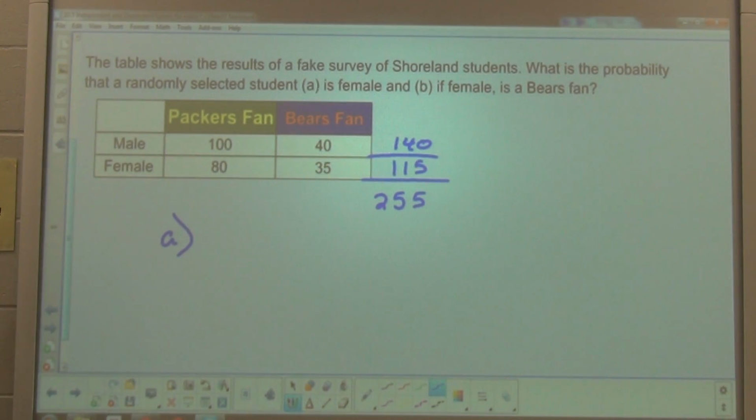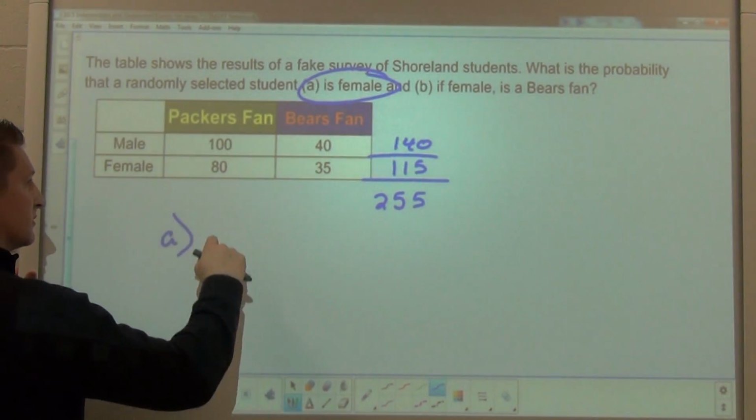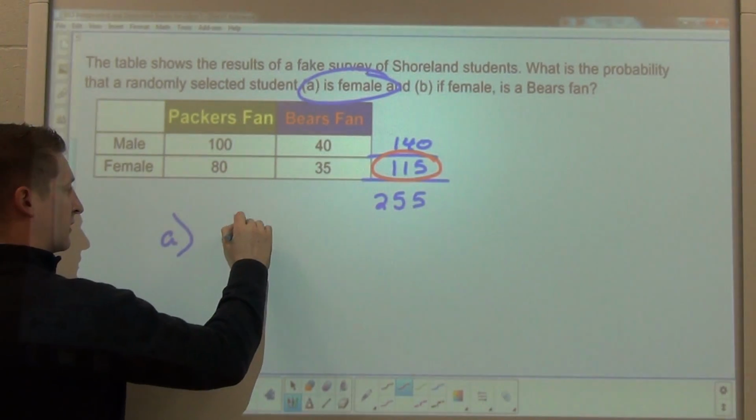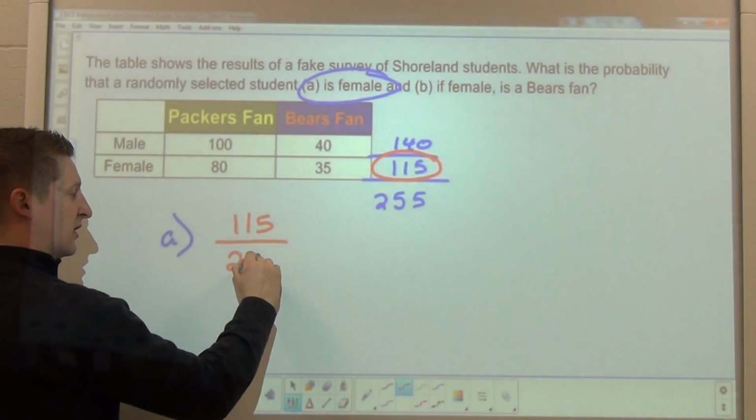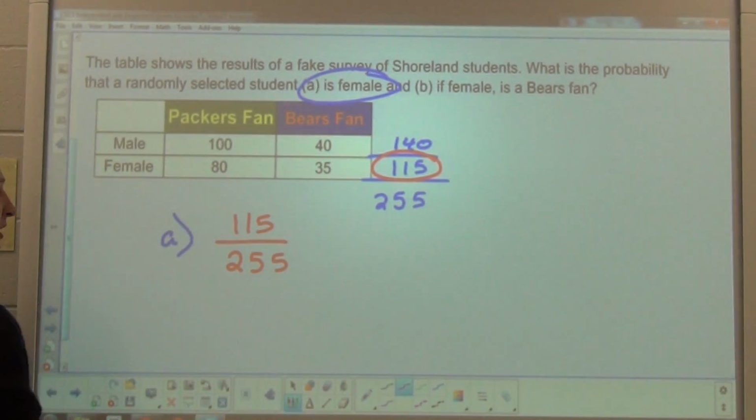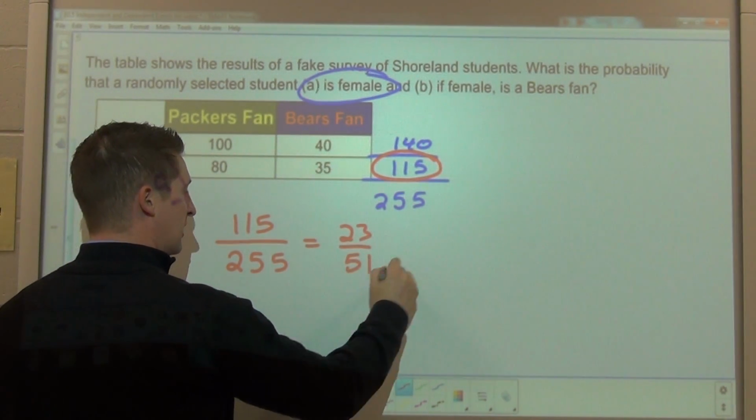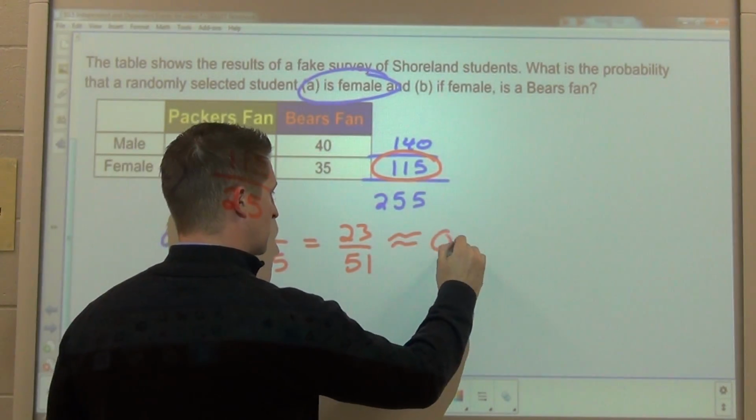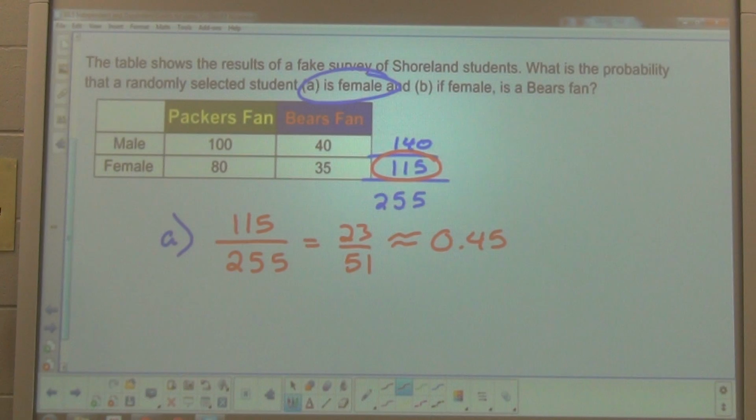So, first of all, what's the probability that a randomly selected student is female? Well, to do that, I'm going to look for the number of females, which I said was, adding these two together, 115, out of the possible number of students. Well, there were 255 students total in my survey, so the probability of selecting a female student would be 115 out of 255. Now, I could reduce that to 23 out of 51, and if I wanted to have that as a decimal, that's approximately 0.45, so it's around 45%. So that's not so bad, just one event happening.